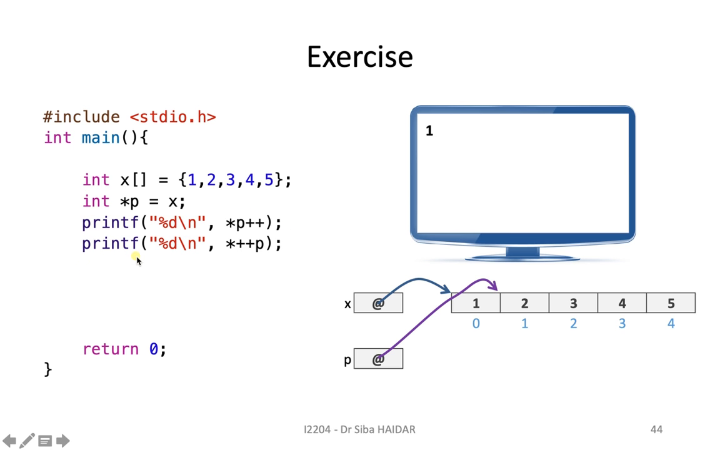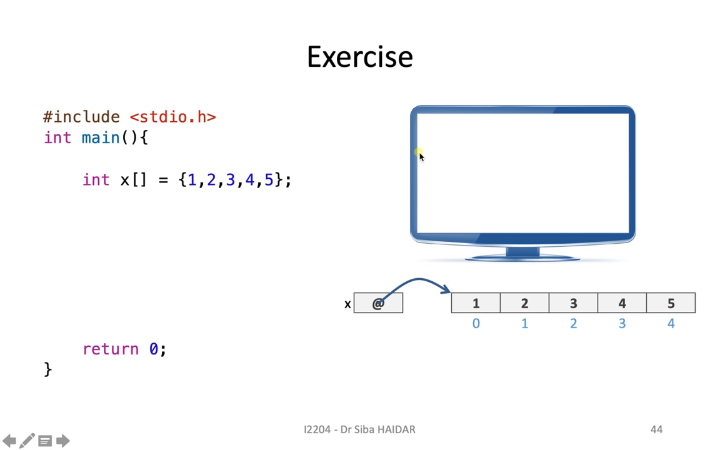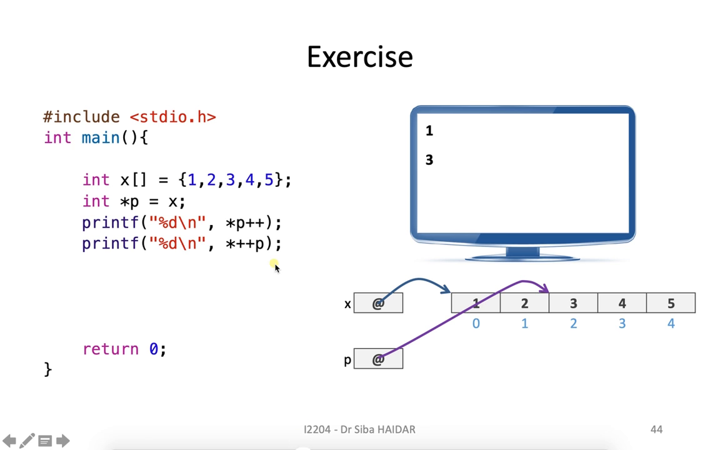Let's suppose we want to print now *++p. Who wins? The table of precedence says that we will proceed from right to left. From right to left, it means this is p here. We increment p and then we dereference it and give the value. So we increment p and then we dereference it and print the value. So this is a very important example.